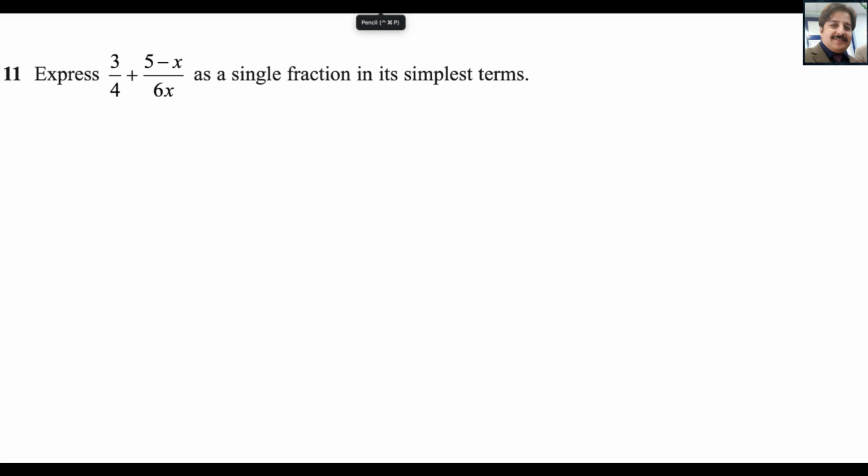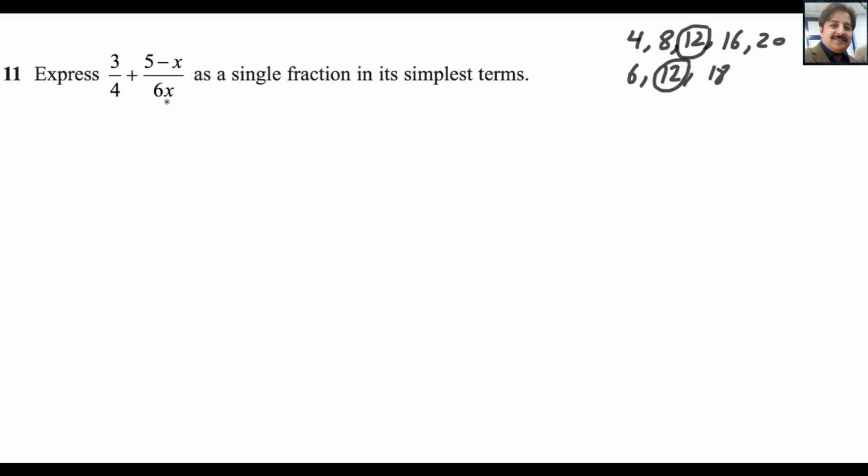For question number 11, express 3 over 4 plus 5 minus x over 6x as a single fraction in its simplest terms. Fractions can be solved if the denominators are the same. To make the same denominator, we must find the LCM of the denominators. The LCM of 4 and 6 is 12. The table of 4 is 4, 8, 12, 16, 20, and then 6, 12, 18, like that. There are more common multiples, but 12 is the least common. So the LCM for 4 and 6 is 12, but there is x there, so it will be 12x.